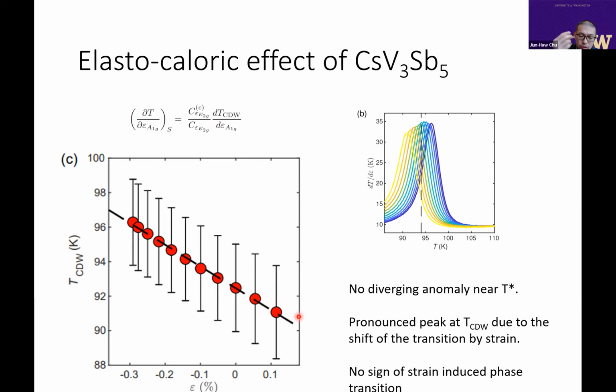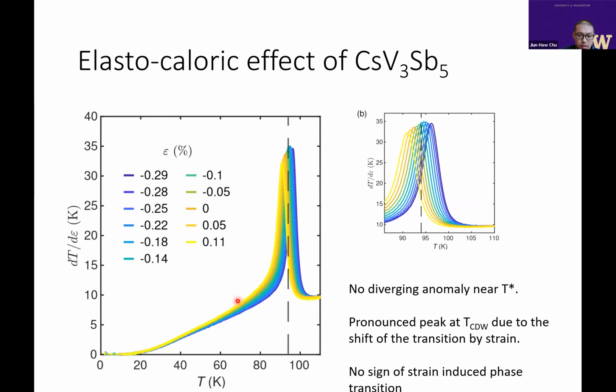If you recall, early on we discussed that some studies suggested there are nearby states that could be induced by strain. If that is the case, then we should expect a strain-induced phase transition, which should also show up in this elastocaloric effect. Nevertheless, we see no sign of this. We only see this shifting of the critical temperature. So whatever that strain-induced phase transition is, it is at least not within the strain range we are applying, which is quite high compared to the kind of strain you would expect from, for example, gluing on substrates.